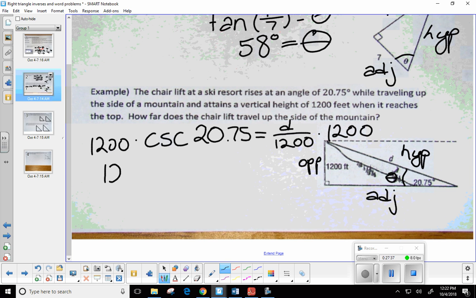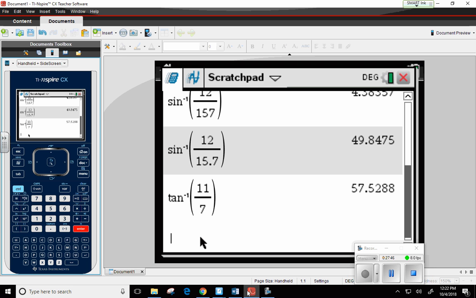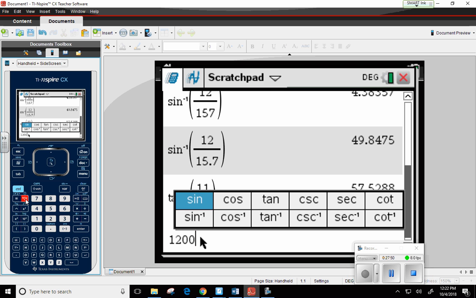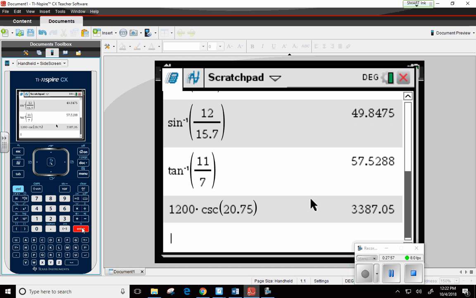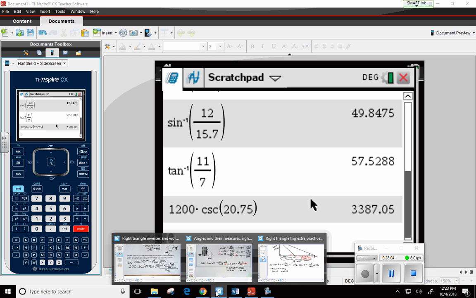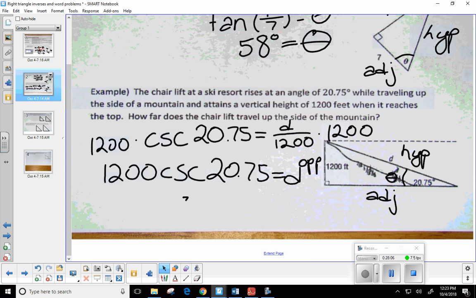And so then we have 1,200 cosecant 20.75 equals D. And then we'll go back to our calculator. 1,200 times cosecant of 20.75. That'll give us 3,387 feet.